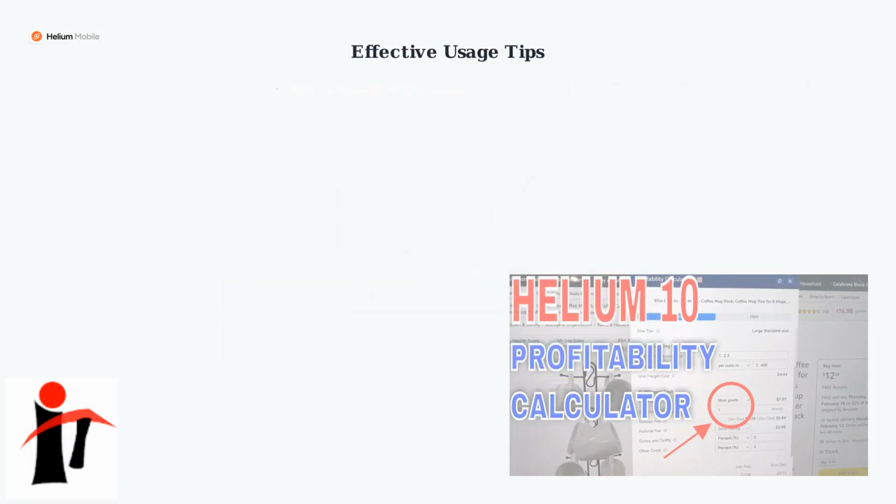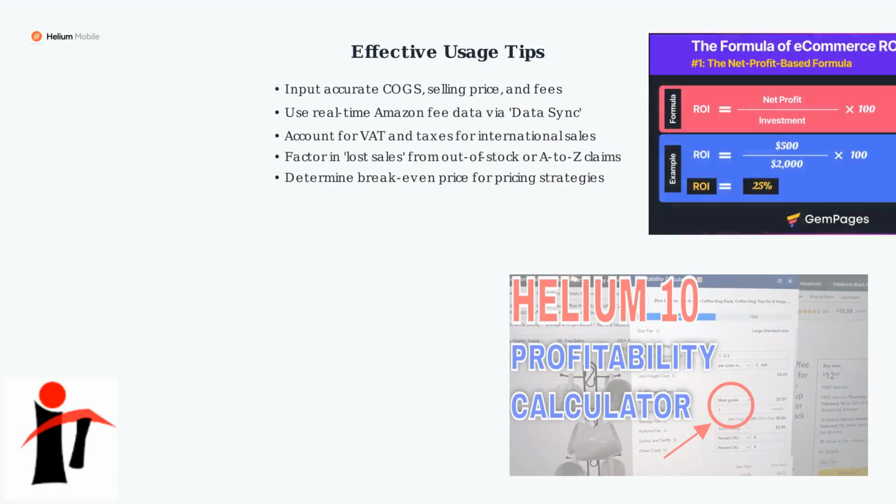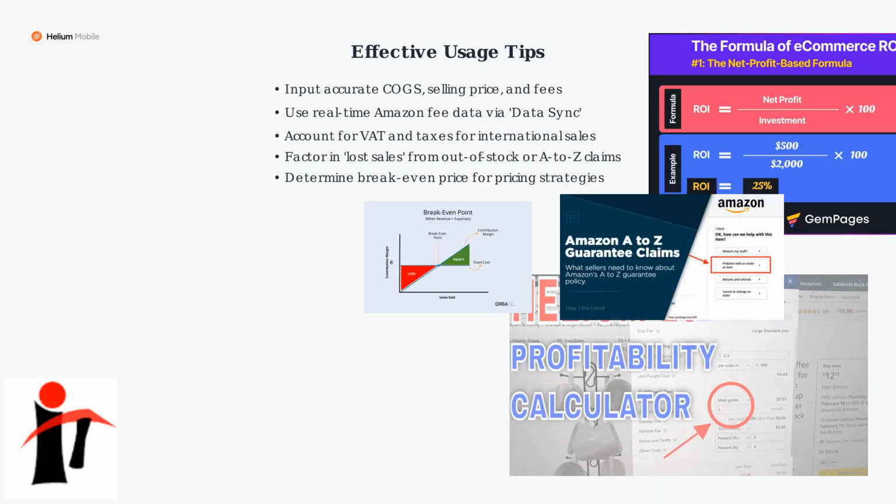To use the calculator effectively, input accurate data for COGS, selling price, and all relevant fees. Ensure you are using real-time Amazon fee data, which can be synced using Helium 10's Data Sync feature. Also, account for VAT and taxes for international sales and factor in potential lost sales due to out-of-stock situations or A to Z guarantee claims. The tool helps determine the break-even price, which is vital for pricing strategies.